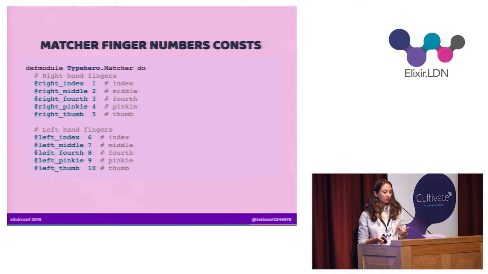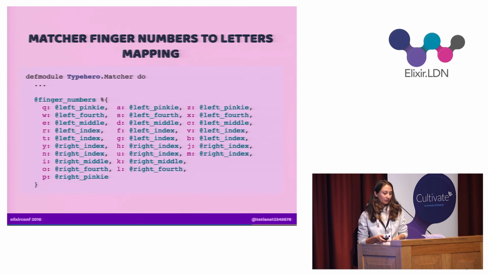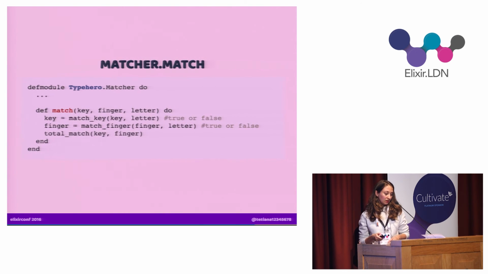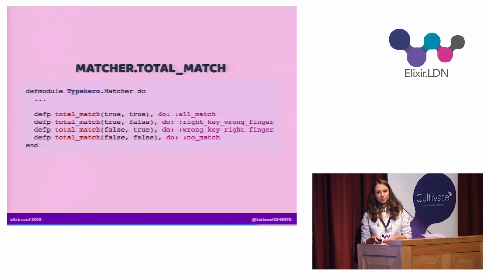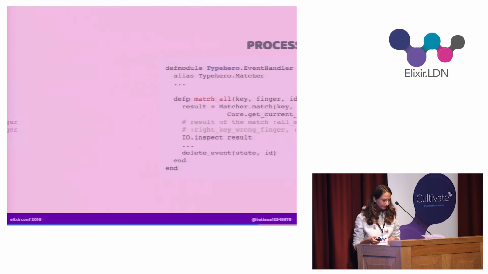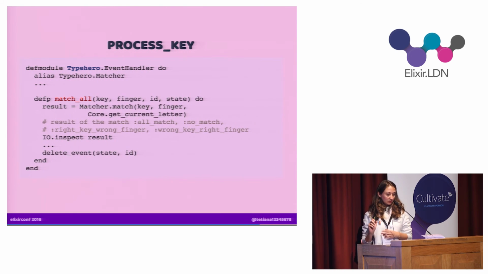So then we get the key from the map. And then we're going to tell whether they match or not match. So it's going to return true or false. And the result of total match is going to be one of the atoms, which is all match, no match, or some of it match. So then it returns the result. At the moment, we're just inspecting it, but we'll come back to it.